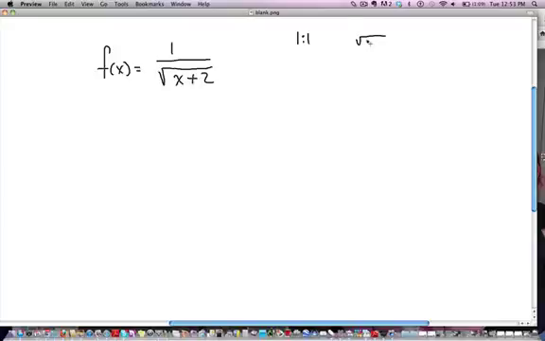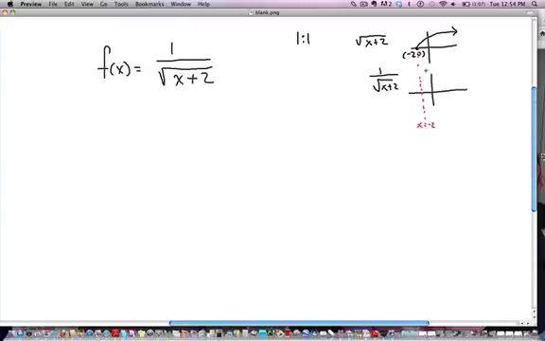Sketching this, if we take the square root of x plus 2 first, we know that that's just going to be the square root function shifted left by 2. So it sits here at -2, 0. And then the reciprocal of that is going to be pretty straightforward. We're going to find the value of the reciprocal of 0 to be undefined. And so we can bring that spot down as a vertical asymptote there, and that is at x equals -2.